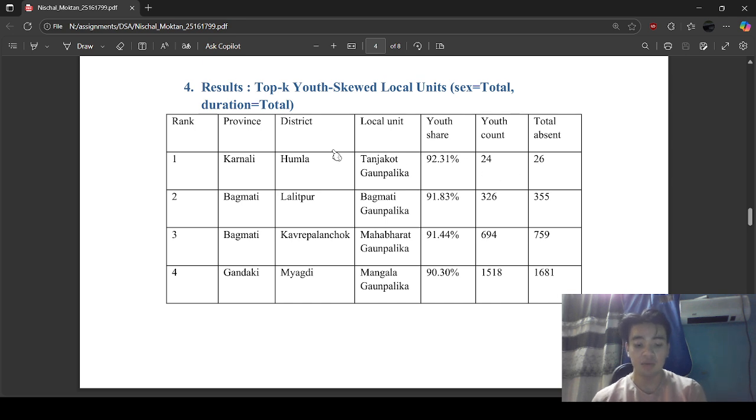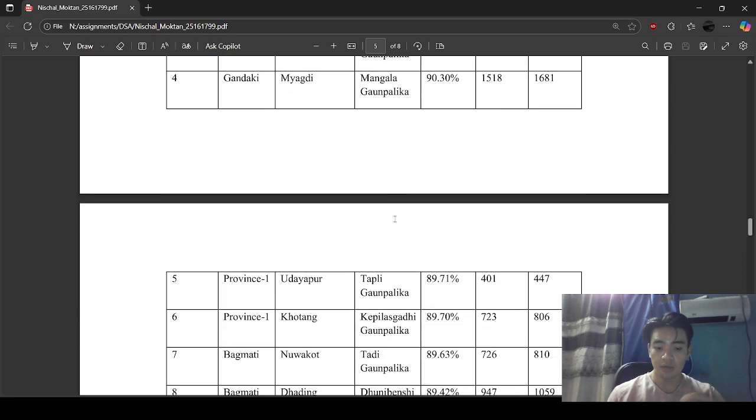We also see Bagmati Gaupalika here at 91.83%, and Mahabharat Gaupalika in Kavrepalanchok at 91.44%. These highlight areas where the absent population at departure is concentrated among youth, which can inform targeted economic or social policy discussion. Right.